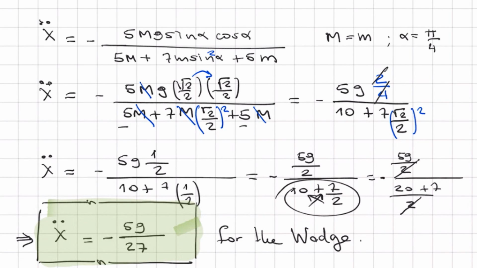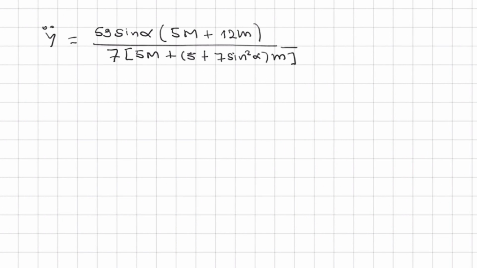Next, let's calculate the acceleration of the ball relative to the wedge under the conditions that we have. We know that the acceleration of the ball is the following equation. We already know the equation, I'm just going to write it down real fast. That's the equation, right? We have the conditions: M equal m and alpha equal pi quarters.